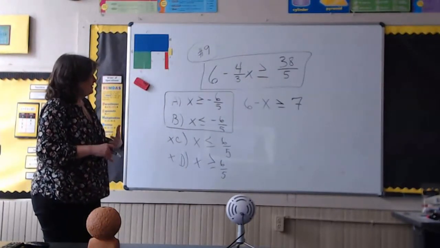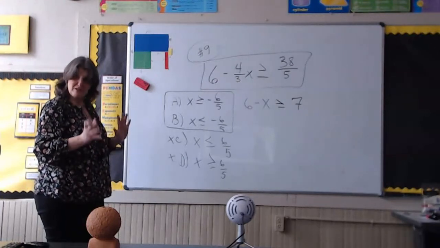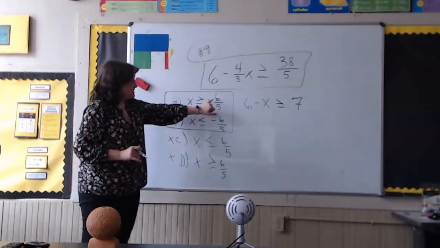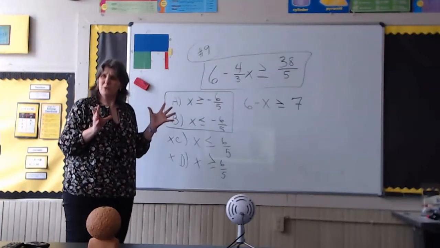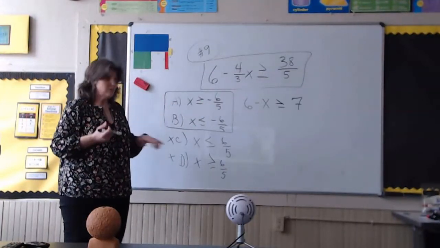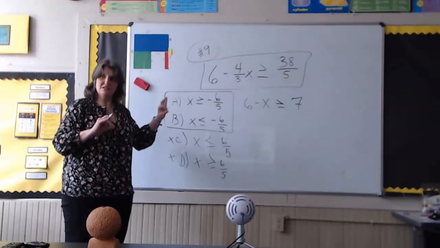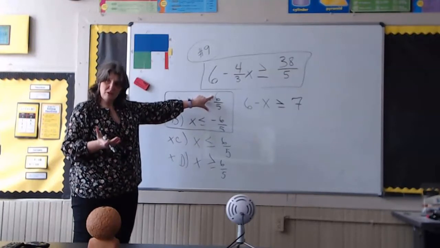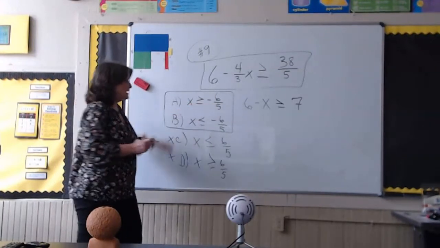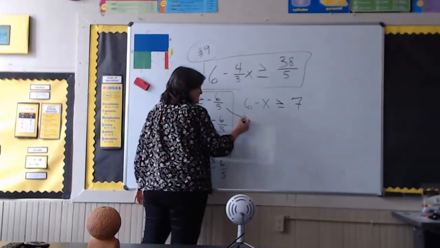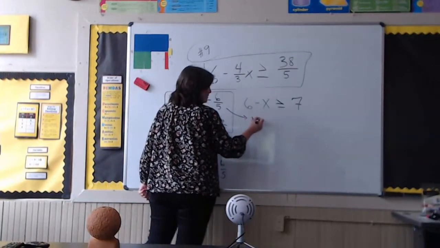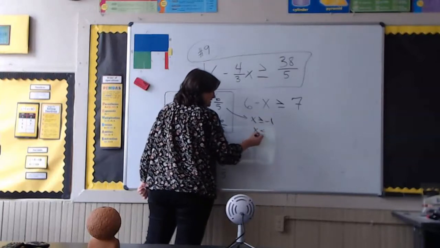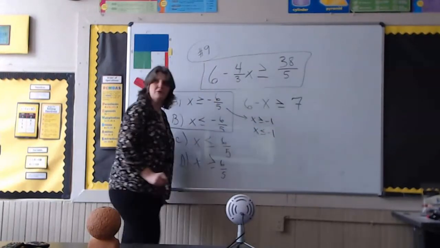Now, here's where it gets trickier, but we could still maybe do it with estimation. 6/5 is close to 1 too. It's just a little bit more than 1 because 5 goes into 6, because every fraction is really a division problem, 1 time with a little bit left over. So we really could say our choices are, estimating, x is greater than or equal to -1, or x is less than or equal to -1.